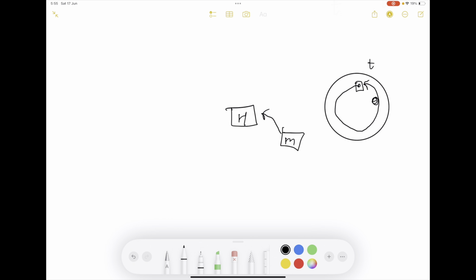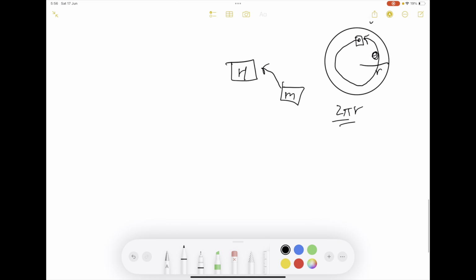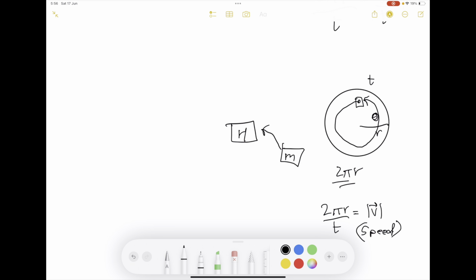Now I've already given the program the tire circumference, let's say 2 pi r, where r is this radius. Now this is a constant, so we can compute the velocity by distance by time. So 2 pi r by t, which is the magnitude of the velocity, or speed basically. So that's how it computes it.